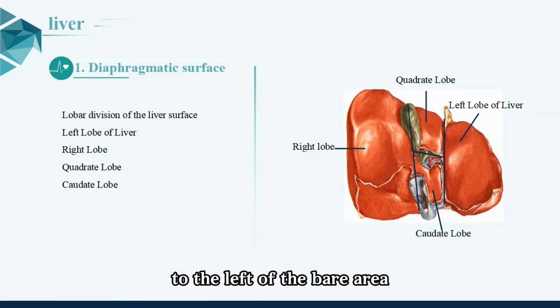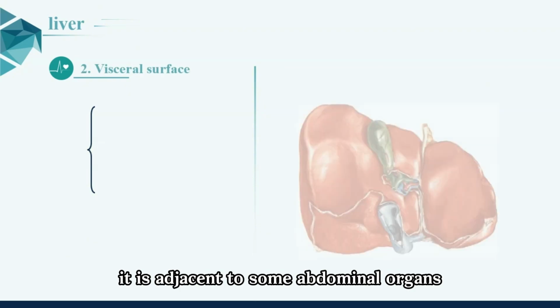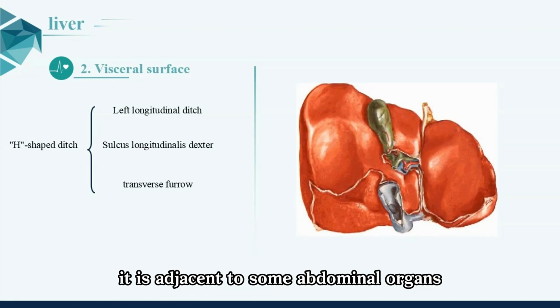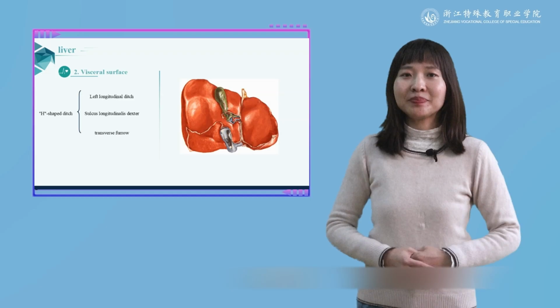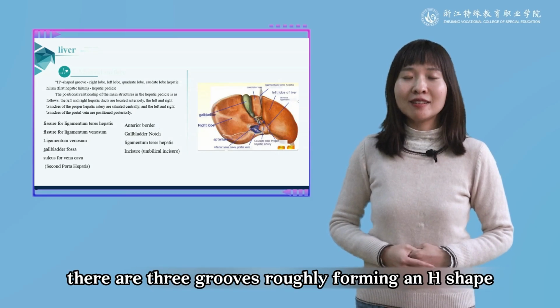To the left of the bare area, there is a relatively wide groove, called the sulcus for the vena cava. It contains the inferior vena cava. The inferior surface is uneven. It is adjacent to some abdominal organs, also called the visceral surface. On the visceral surface, there are three grooves roughly forming an H shape.